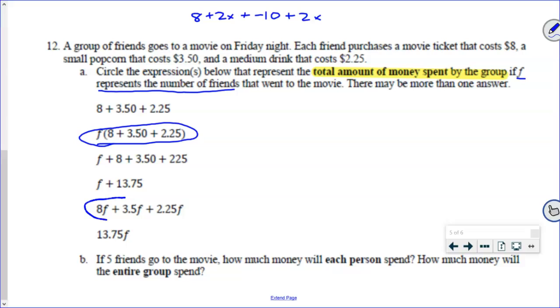Great. Each item is being multiplied by the number of friends because each friend is going to be buying that item. So yes, that works. Notice the connection between these two, right? Friends times 8, friends times 3.50, friends times 2.25. So we've just used that distributive property across the whole set of parentheses. And that's what we're seeing here.